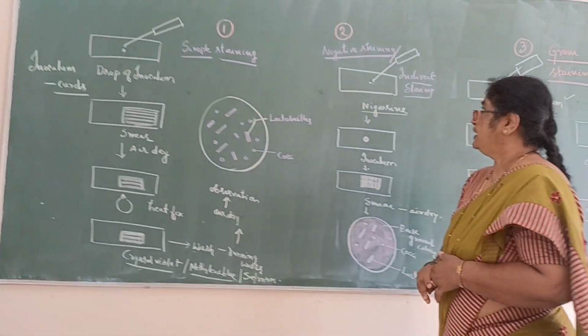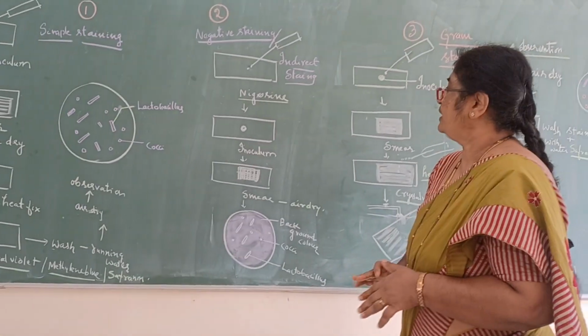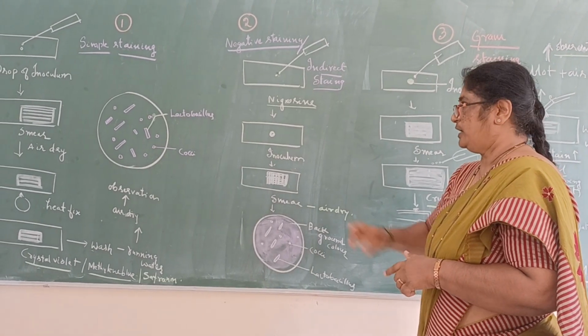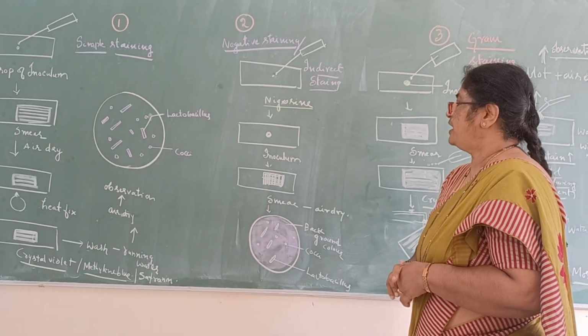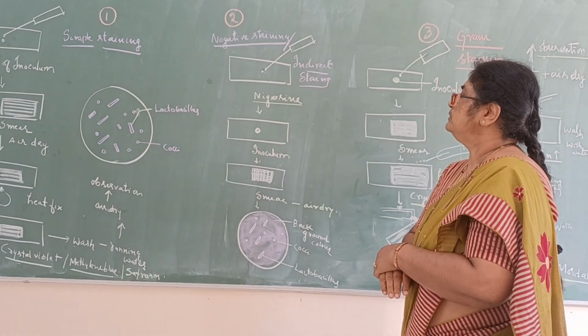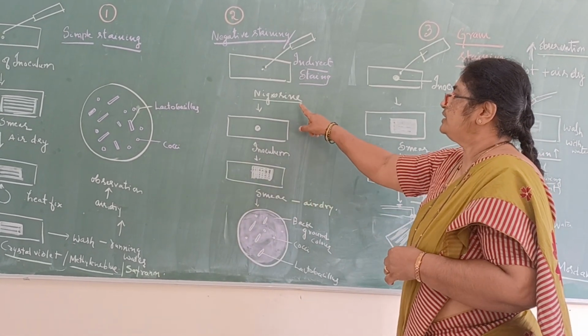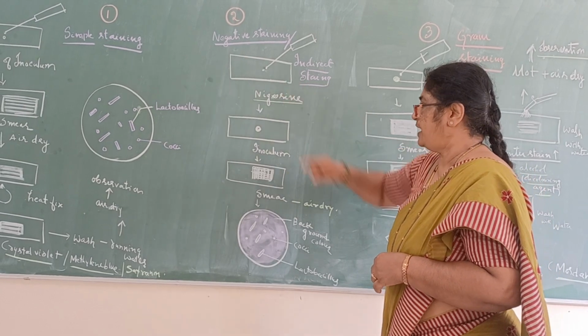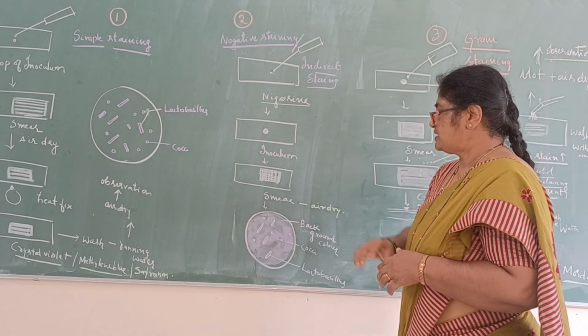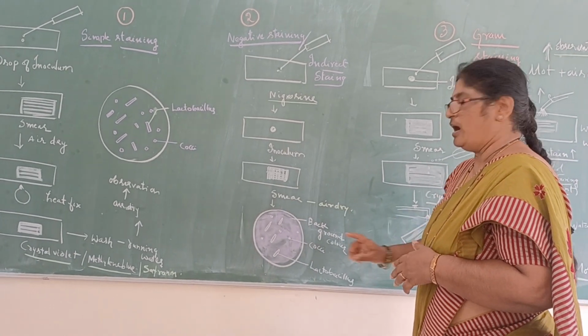Next is negative staining. Negative staining is also known as indirect staining. We are using nigrosin as the stain here. Before the inoculum, we have to take the stain on the slide and then add the inoculum on the same. Then make the smear, air dry, and observe.